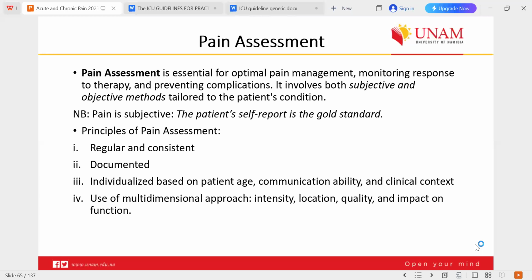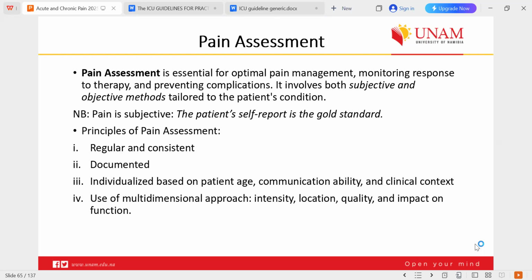So there are some principles of pain assessment that we must always incorporate in whatever pain assessment methods we may be using. So we must assess pain regularly and consistently. All right? Pain must be assessed regularly and consistently. Your assessment of pain must be documented.